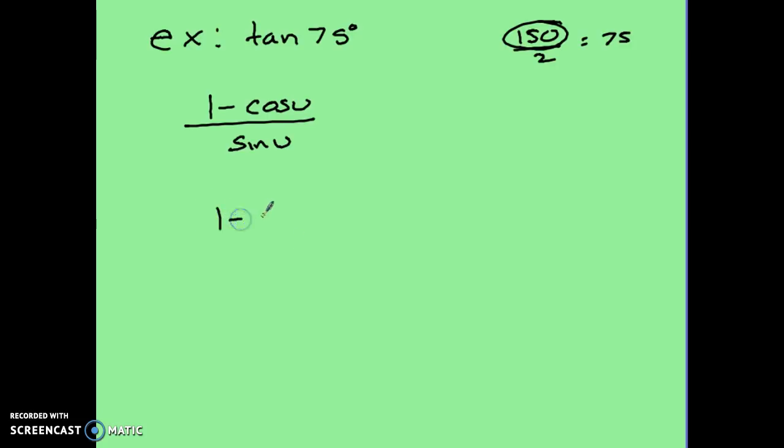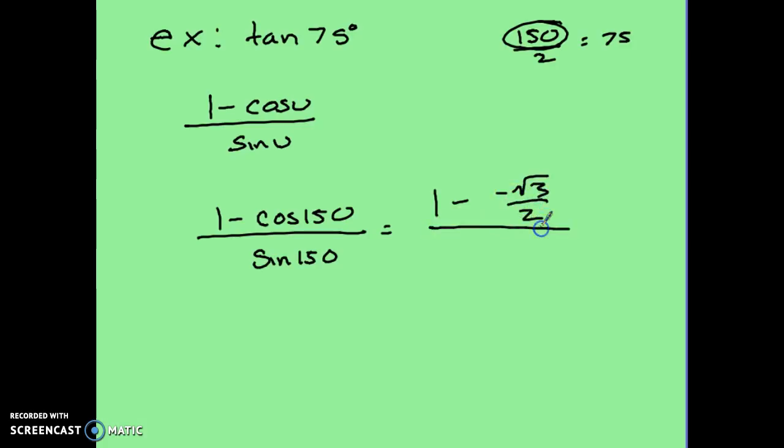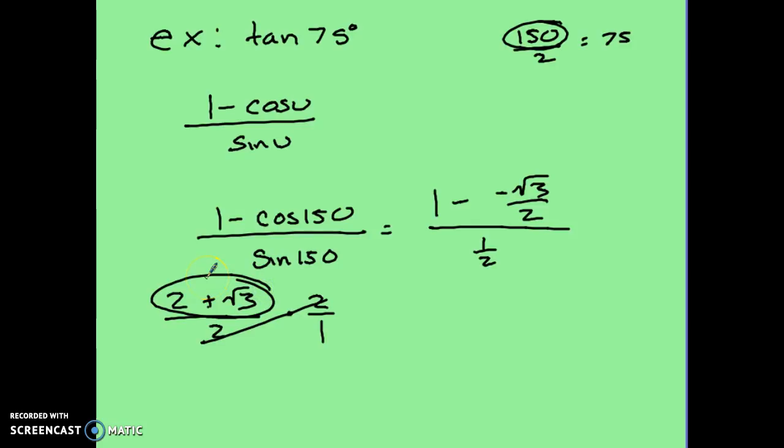And I'm going to plug in 150 everywhere I see a u. The cosine of 150 is negative radical 3 over 2, and the sine of 150 is 1/2. I'm just using the unit circle for that. I'm going to get a least common denominator up top, so that's going to be 2 plus radical 3 over 2. 2 negatives make a positive. And I'm dividing by 1/2, which is multiplying by 2 over 1. The 2's cancel, and you're done.